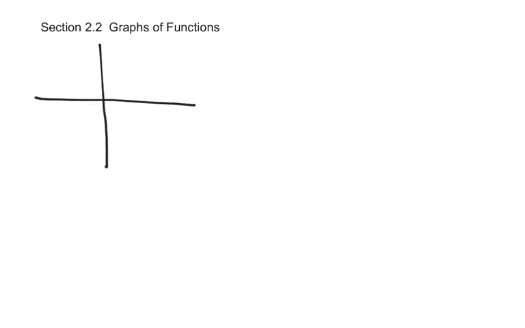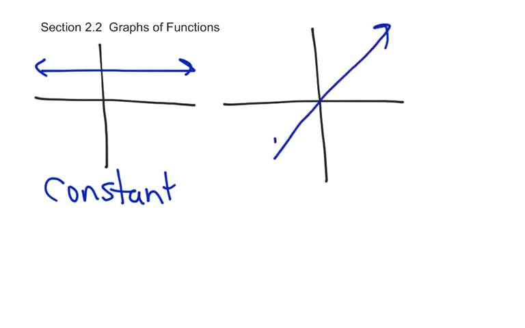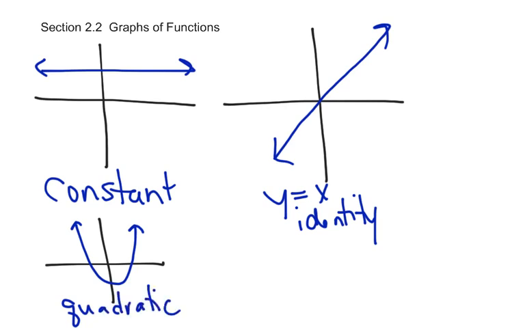So, for example, the constant function, which is just a horizontal line. The identity function, which is specifically the line y equals x. And the reason it's called the identity function is because every number that you plug in for x, the same number comes out for y. And then we have our quadratic functions, which are our u's. And you know you're going to have a quadratic function because you're going to have an x squared in the equation. And then we have our cubic functions.